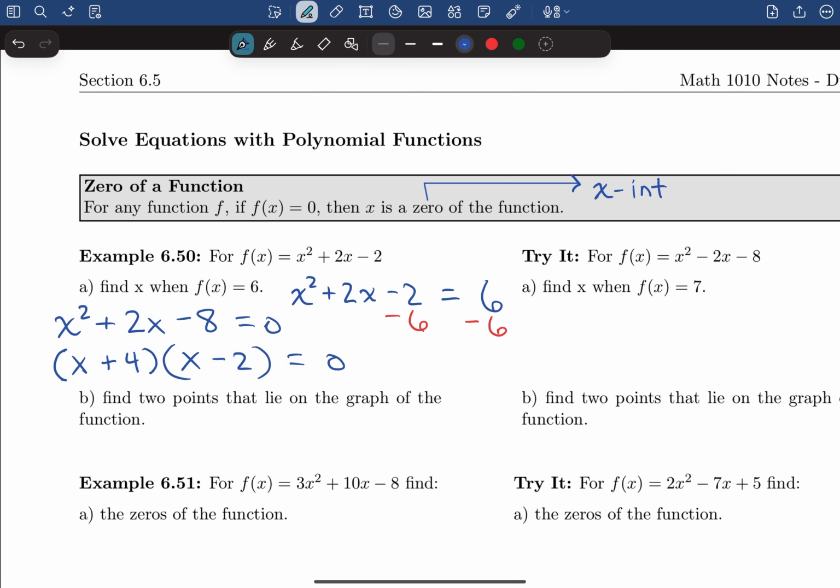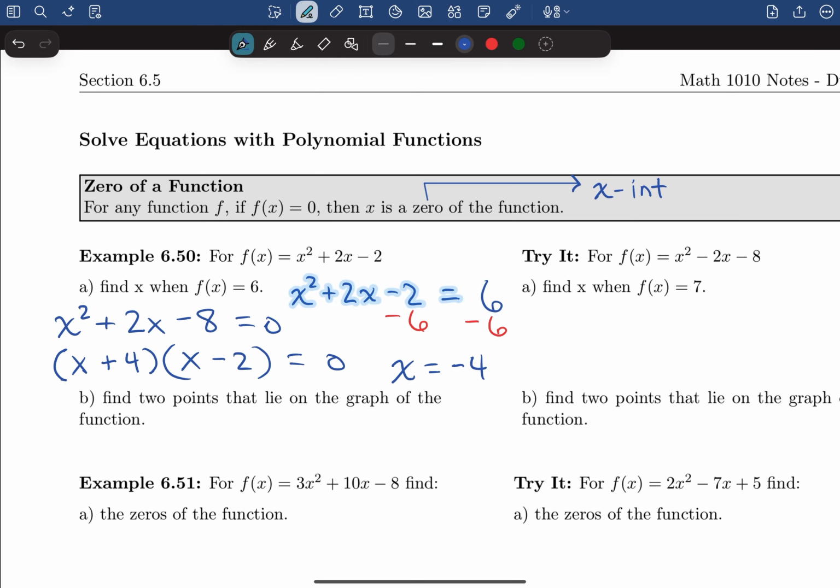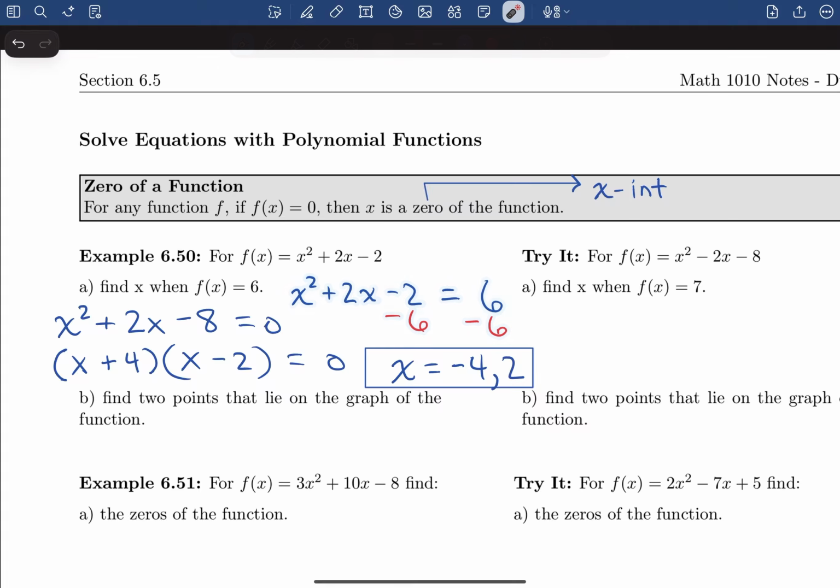Okay, and so now I have found out that x can equal, well, this x equals negative 4 because negative 4 plus 4 equals 0, right? So negative 4. And then this x is positive 2 because 2 minus 2 equals 0. Great. I have just found the x values for when f of x equals 6. These are the two x values.